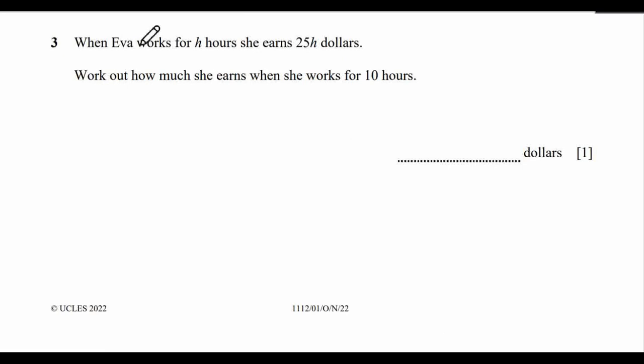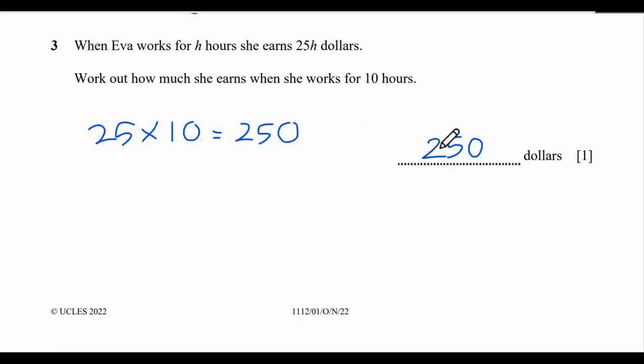When Eva works, for each hour she earns $25. Work out how much she earns when she works for 10 hours. 10 seconds. 10, 9, 8, 7, 6, 5, 4, 3, 2, 1. So you got your answer. Let's check it out. It's $250. Eva earns $25 for each hour, so for 10 hours it is 25 times 10. We get 250. Let's move on to question number 4.